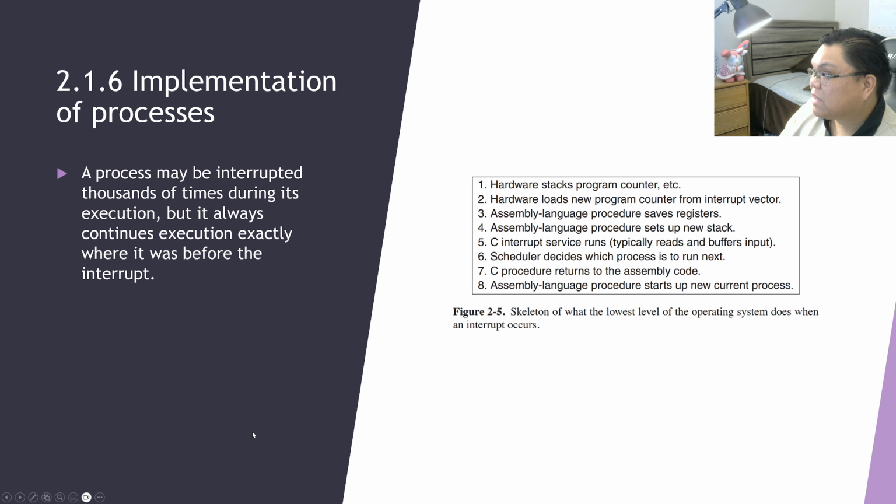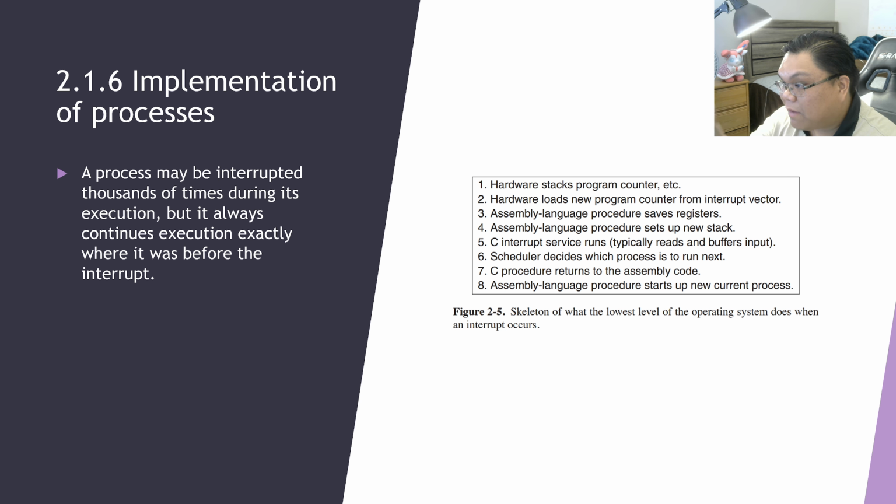And the thing about this, a process may be interrupted thousands of times during its execution, but it will always continue its work exactly where it was before being interrupted. So, figure 2.5, this is a skeleton of what the lowest level of the operating system does when an interrupt occurs.